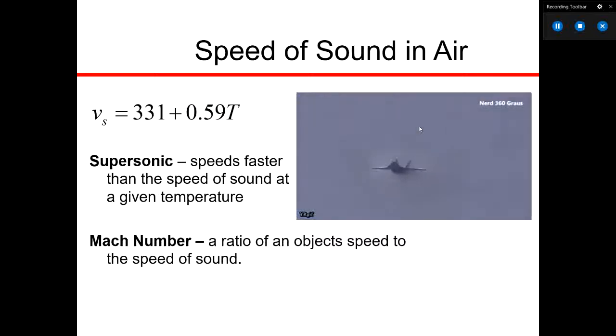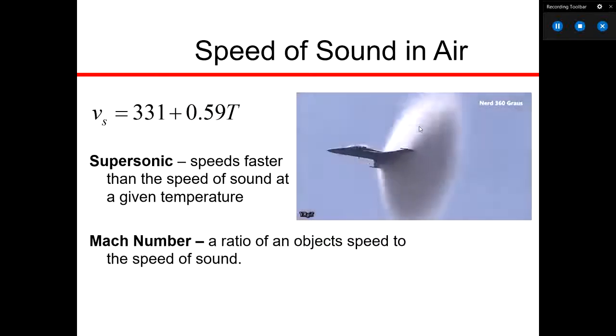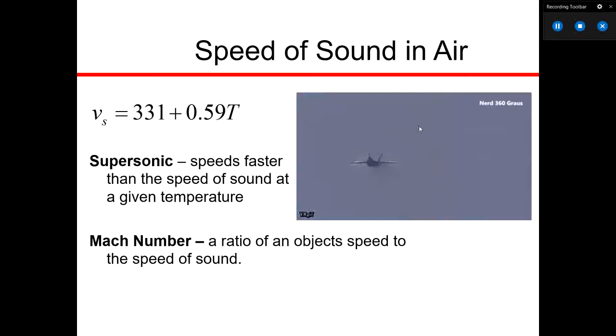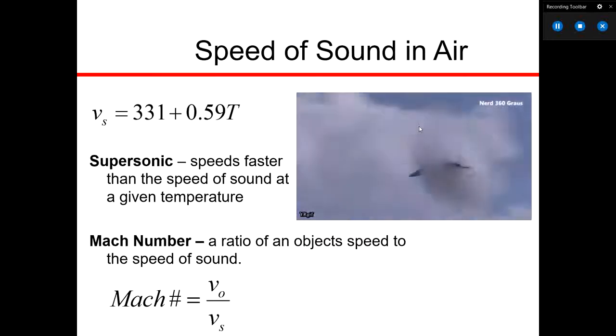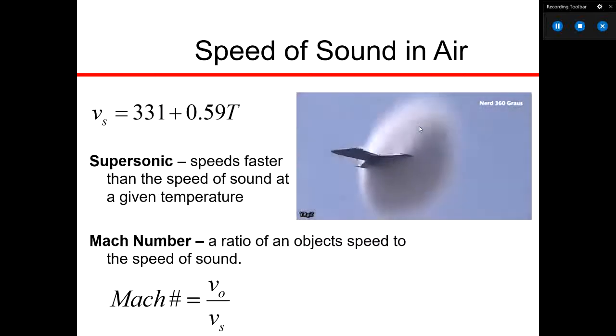Okay, the Mach number, how we study these things moving faster than sound, is we use what's called the Mach number. And all it is is a ratio of the object's speed to the speed of sound. So the velocity of the object is on top and the velocity of sound is on bottom. So if something's going Mach 1, that means it's going as fast as the speed of sound. If it's going Mach 2, then it's going 2 times the speed of sound.